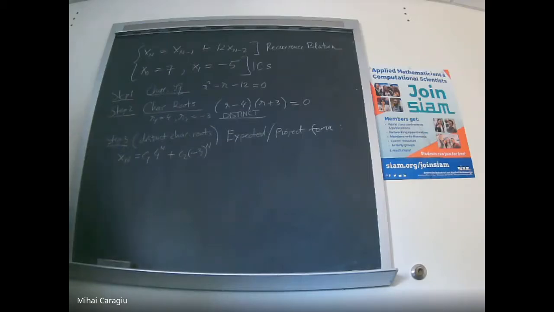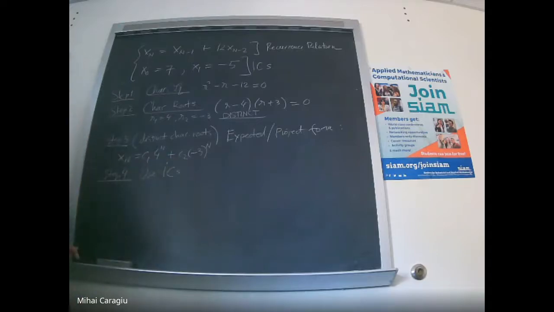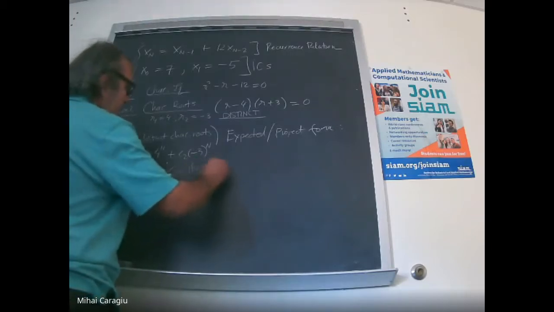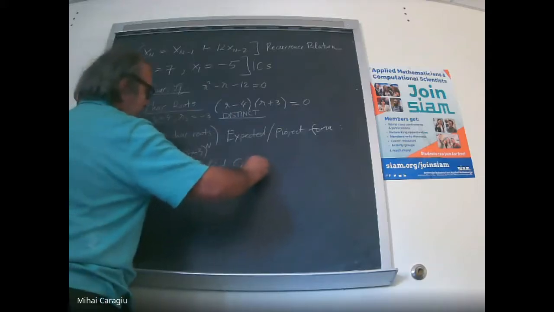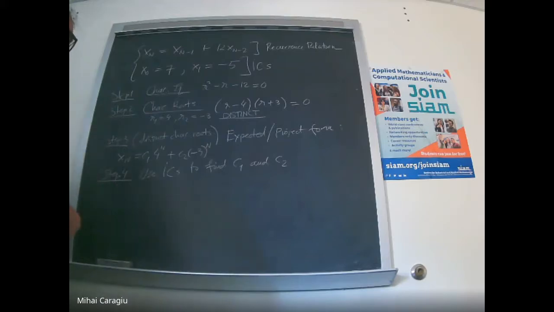Okay. So step 4. In step 4, we find the constants c1 and c2. Let's see which piece of information from the problem we didn't use yet. This is the initial conditions. So in step 4, we use the initial conditions, which are these ones, x0 equals 7, x1 equals minus 5, to find c1 and c2. Okay, how to use those conditions?